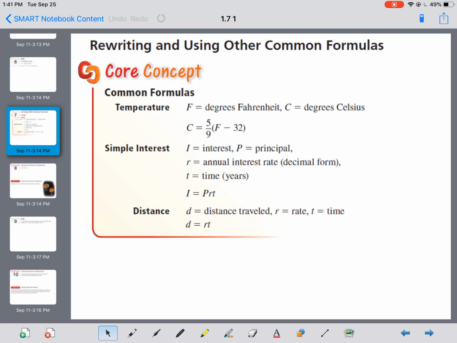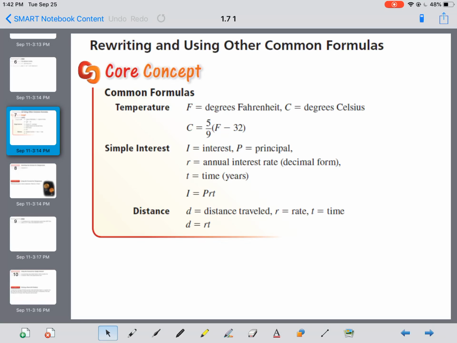All right, we're picking up in Chapter 1, Section 7. We're rewriting equations and formulas for any variable. So, common formulas that you might encounter that you may need to use one way or another depending upon which thing they give you. Things like temperature, degrees Fahrenheit, degrees Celsius, F for Fahrenheit, C for Celsius. So Celsius equals 5/9 times Fahrenheit minus 32.